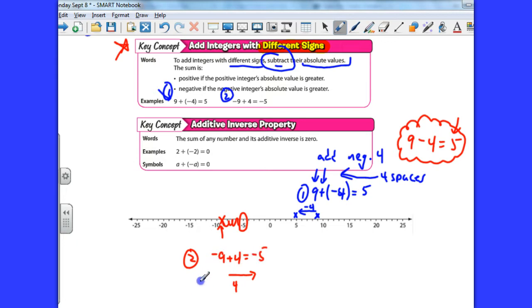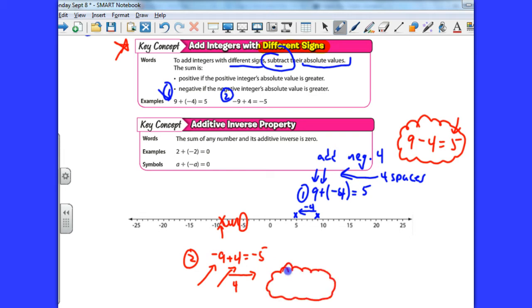Think of it like you owe somebody $9, then you pay off 4. You give them 4. You increase at 4. You now have a debt. You now will owe them only $5. What you can think in your head is this.